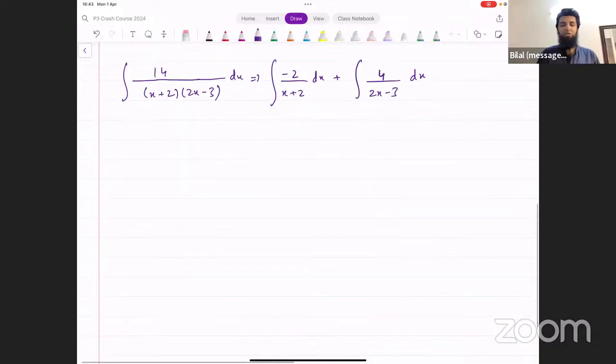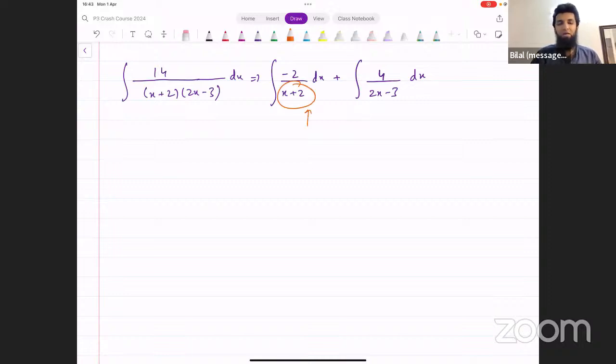Now, how do we integrate these two fractions? We think of the rules that we already know, right? We have done the ln rule. Does that work here? What's the derivative of x plus 2? The derivative of the denominator, x plus 2, is 1.